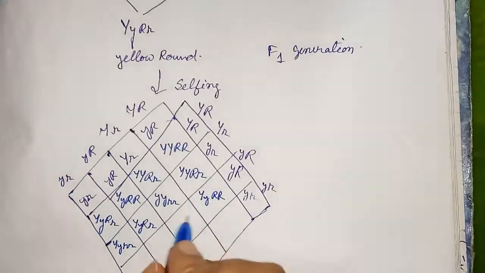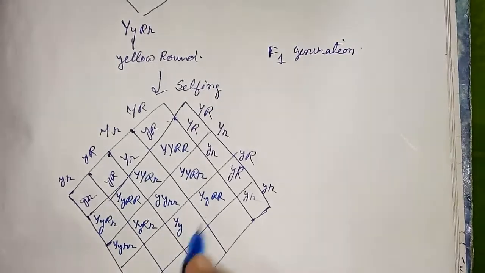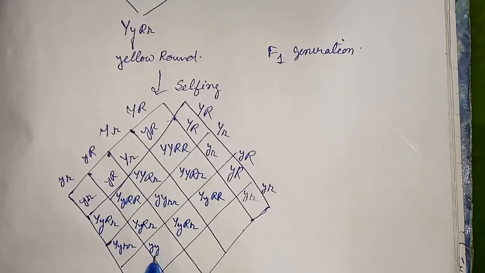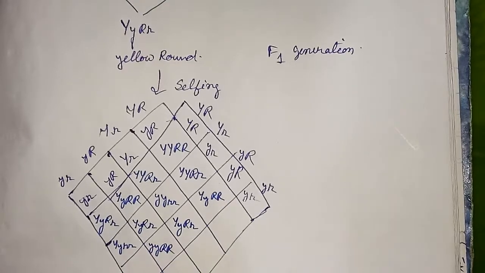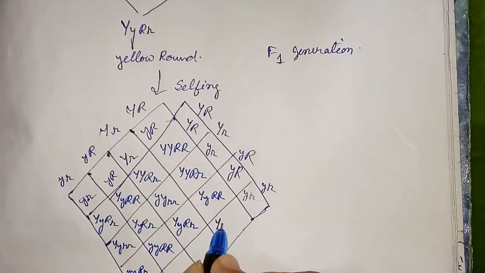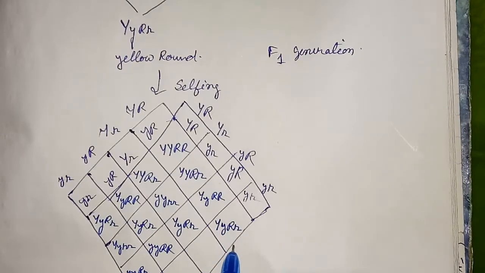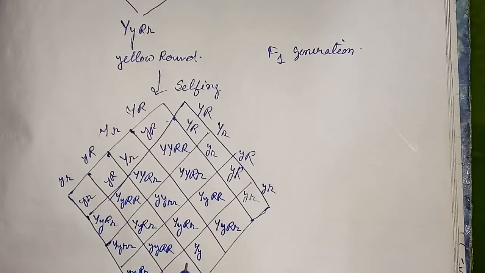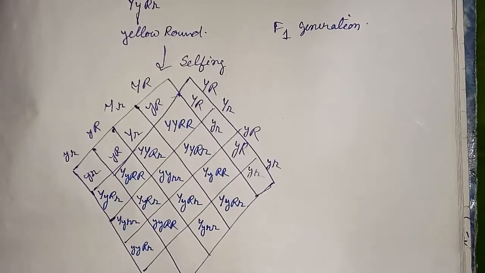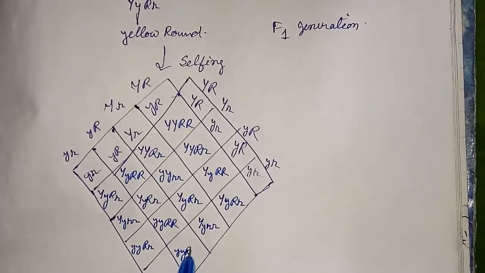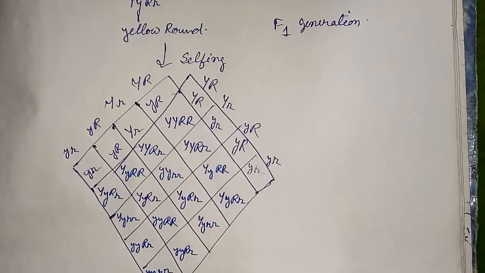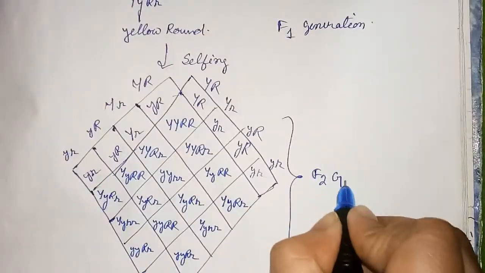Next, YyRR, YyRr, yyRR, yyRr. Now YyRr, Yyrr, yyRr, and the last one is yyrr. Okay. So here it is the F2 generation.